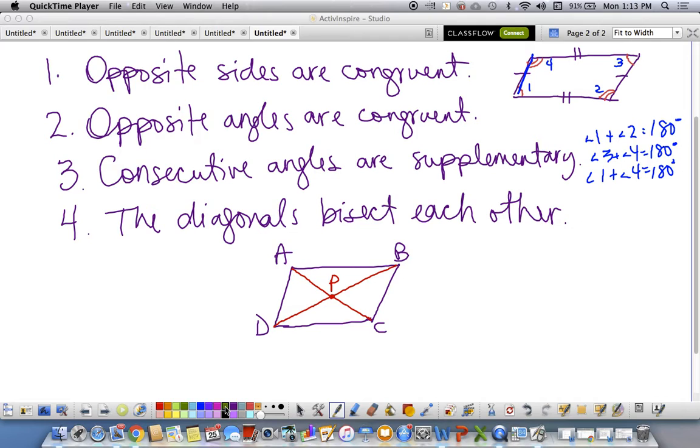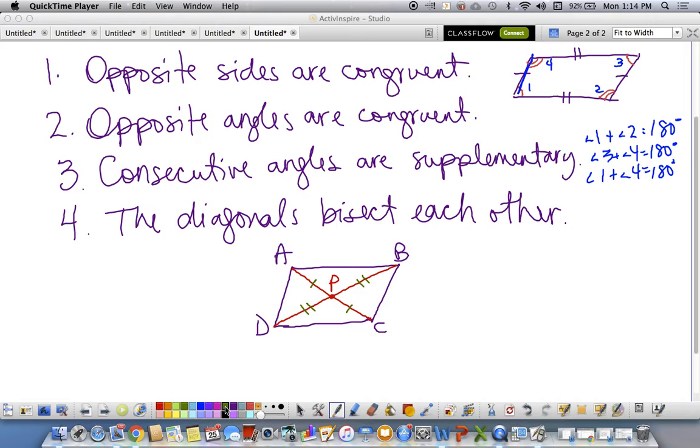It means P is the midpoint of AC, correct? So if these two diagonals bisect each other, DB bisects AC. So does AP have to equal PC? Does DP have to equal PB? Yes. Do you see two congruent sides? Eventually this will turn into a proof, because when we have vertical angles, we can prove congruent triangles inside. Not yet, but that's where this is going.